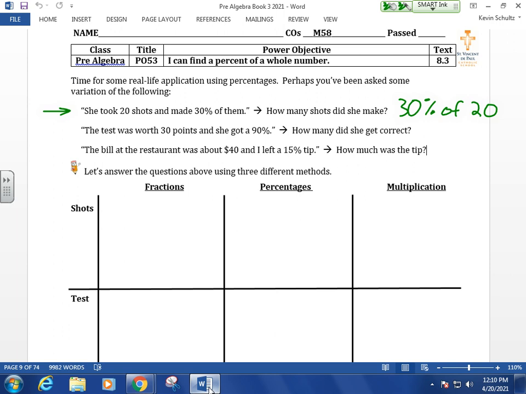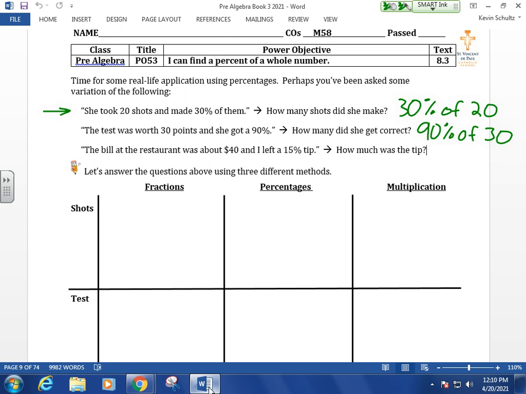The next one, the test was worth 30 points and she got a 90%. How many did you get correct? If you're taking a 30-point test and you know that you need a 90% to keep that A- average going, how many questions must you get correct to get at least that 90%? Real life application, we're looking for what is 90% of 30.